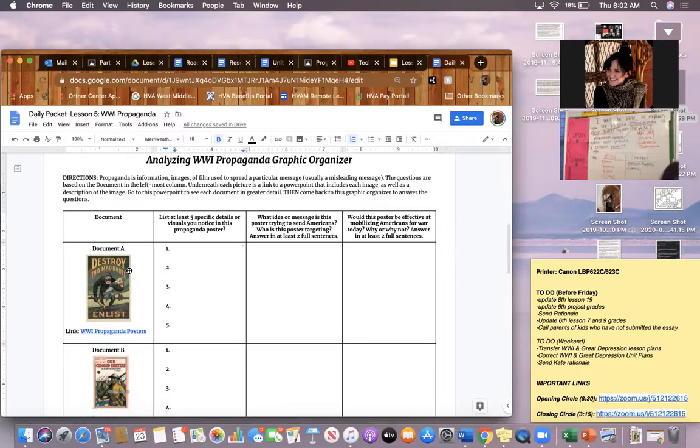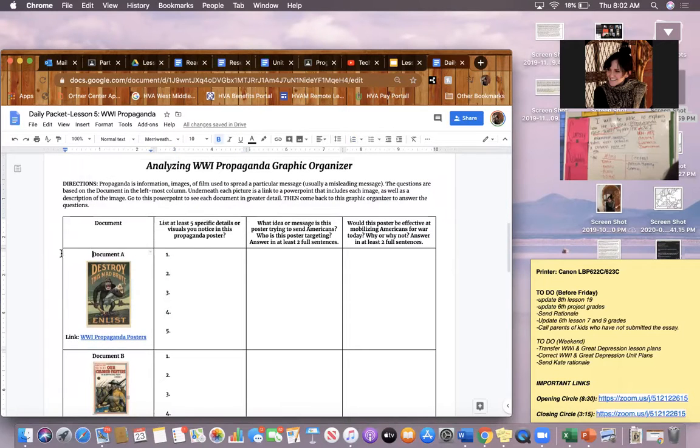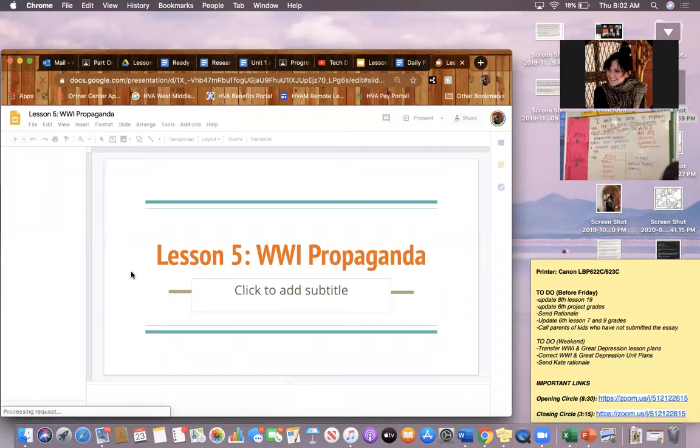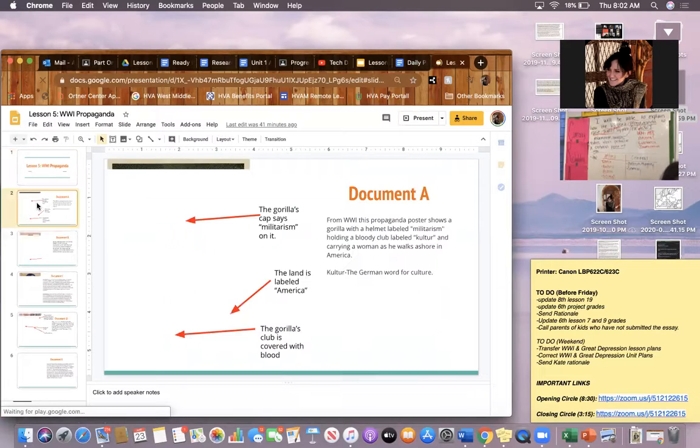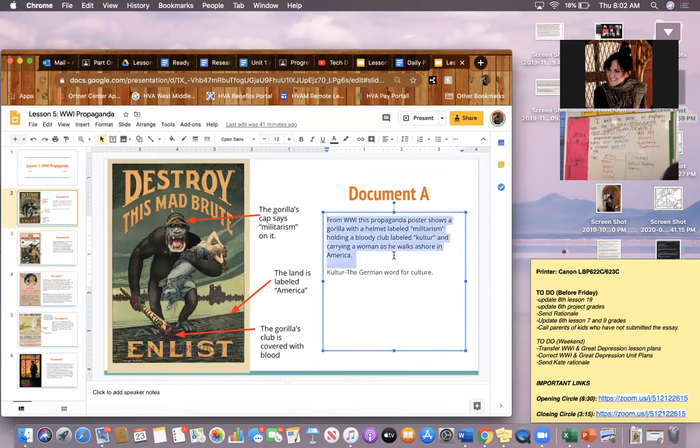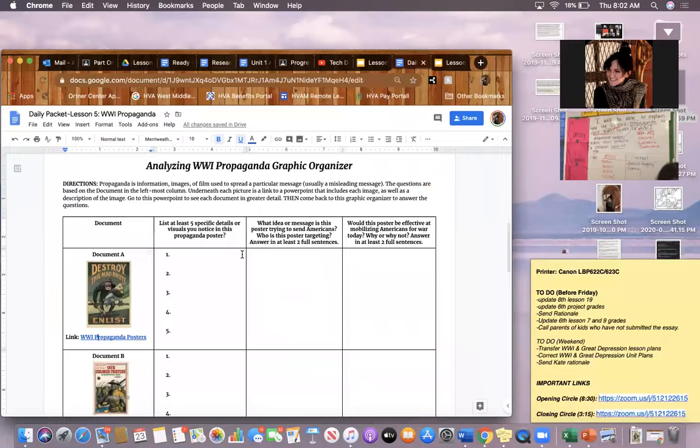You are filling in your graphic organizer by first clicking on the link underneath each propaganda poster. This will bring you to a PowerPoint where you can see labeled versions of each image, as well as descriptions of the words or a context for each image. Based on the information in the PowerPoint images, you are completing each row of the graphic organizer.